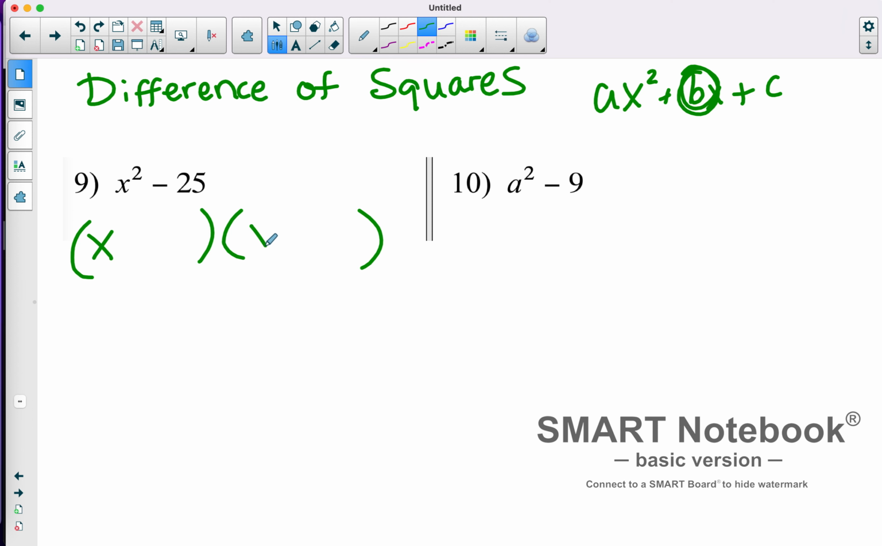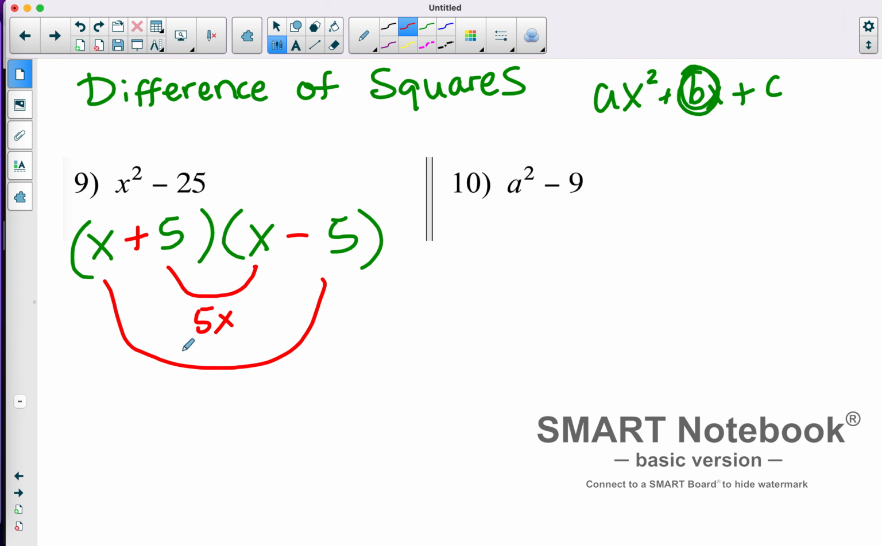So x squared came from x times x. 25 would have been the product of 5 times 5. For me to get a 0x, I would need a positive 5 and a negative 5. If you check your work inside, you get a positive 5x. Check your work outside is a negative 5x. 5 minus 5 is 0x, which is why we didn't have that linear term. It does get a negative 25 because you had a positive times a negative. So this would be our factored form, x plus 5 times x minus 5.